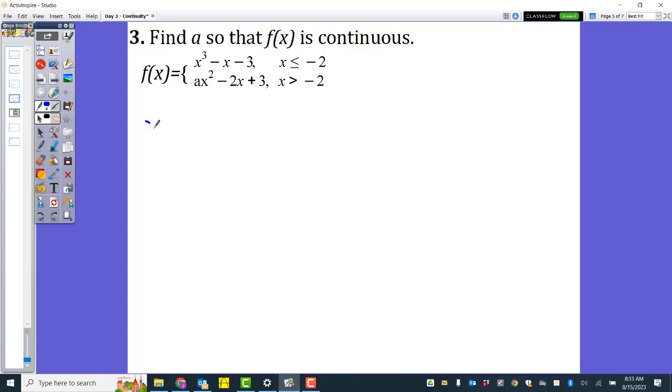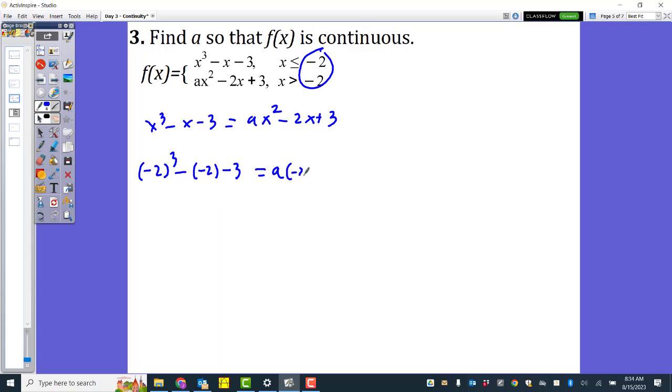So we want to say x cubed minus x minus 3 equals ax squared minus 2x plus 3. And we want to plug in -2. Now here's where we get a lot of issues. We're looking for a, so that -2 is being plugged into x. So there's -2 cubed minus -2 minus 3 equals a times -2 squared minus 2 times -2 plus 3.